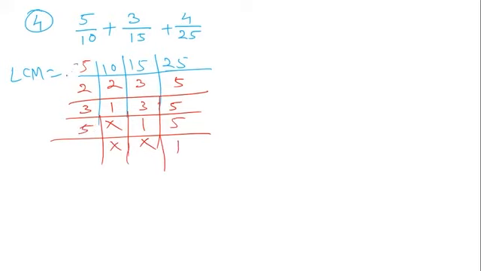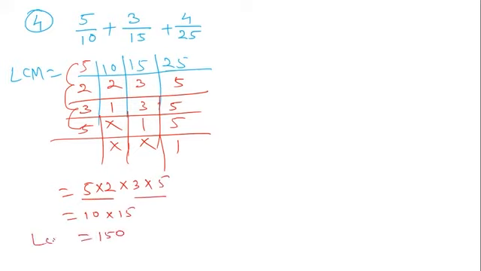Multiplication: LCM is nothing but 5 multiplied by 2 multiplied by 3 multiplied by 5. 5 twos are 10, 10 threes are 30, 30 fives are 150. LCM is 150. This is our new denominator. So I write here 150. So first, in first bracket I write here 150 divided by 10, first denominator, multiplied by 5, plus sign.